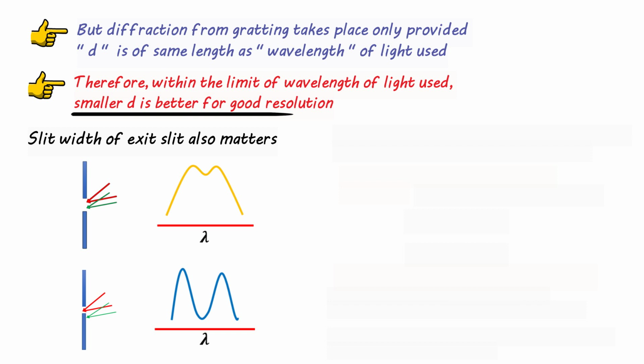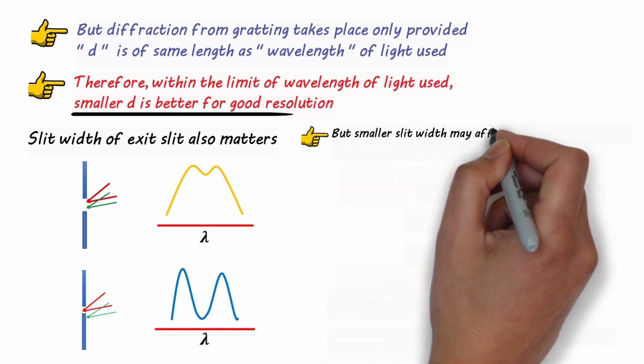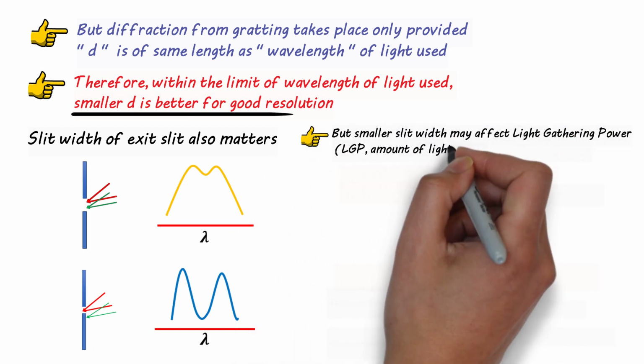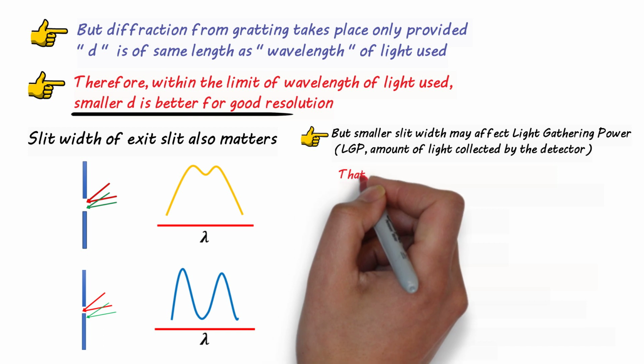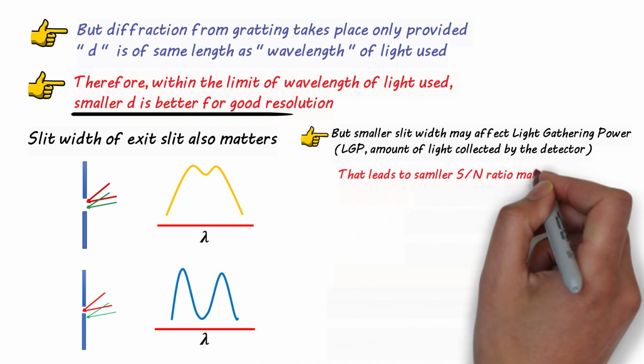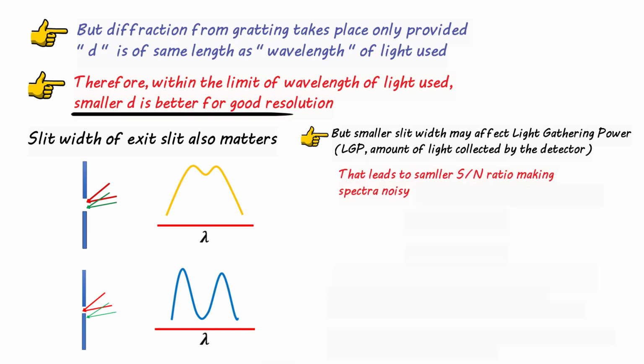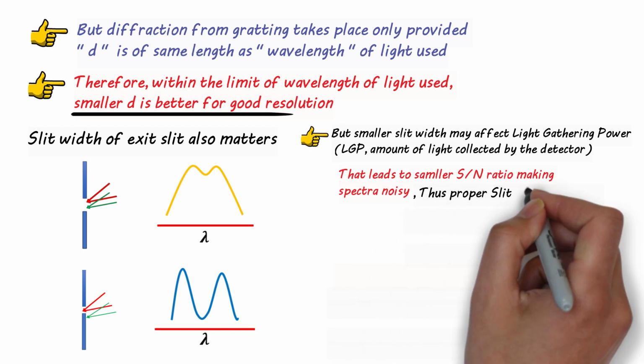But there is the problem of smaller slit width. If you decrease the width of the slit, less light will pass through, hence the intensity of the signal will decrease. That affects the light gathering power. So we can say smaller slit width may affect light gathering power, that is the amount of light collected by the detector. Once less light is collected by the detector, it leads to a smaller signal and noise takes over. This leads to a smaller signal to noise ratio, thereby making spectra noisy. Thus, a proper slit width is needed.